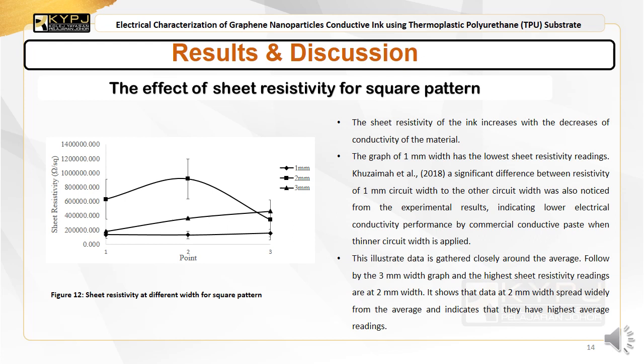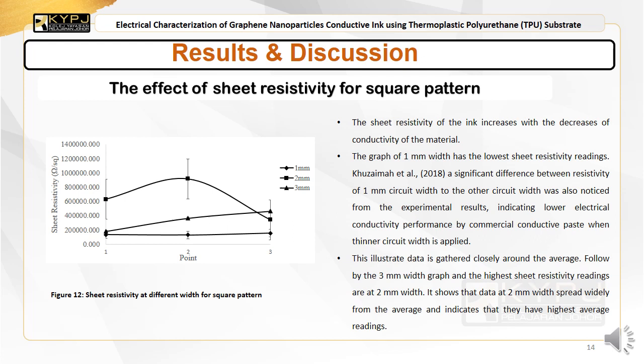Figure 12 shows the sheet resistivity against point of filler loading for graphene inks for 3 types of width: 1 mm, 2 mm, and 3 mm for the square pattern. In general, the sheet resistivity of the ink increases with the decrease of conductivity of the material. By referring to the figure, the graph of 1 mm width has the lowest sheet resistivity readings.